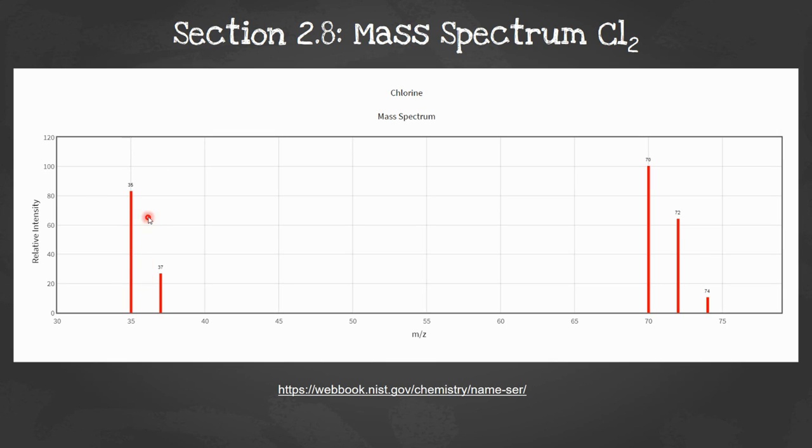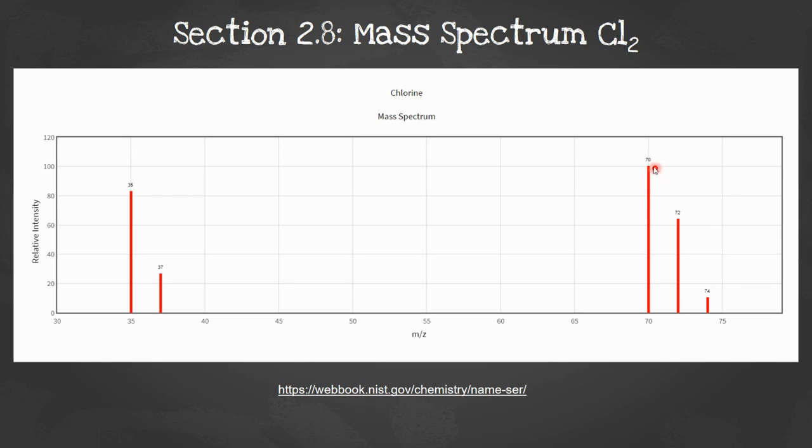These are individual atoms that, when the little molecules were ionized, it must have split the atoms apart, and we have individual atoms over here. Over here, we have the Cl2 molecule.